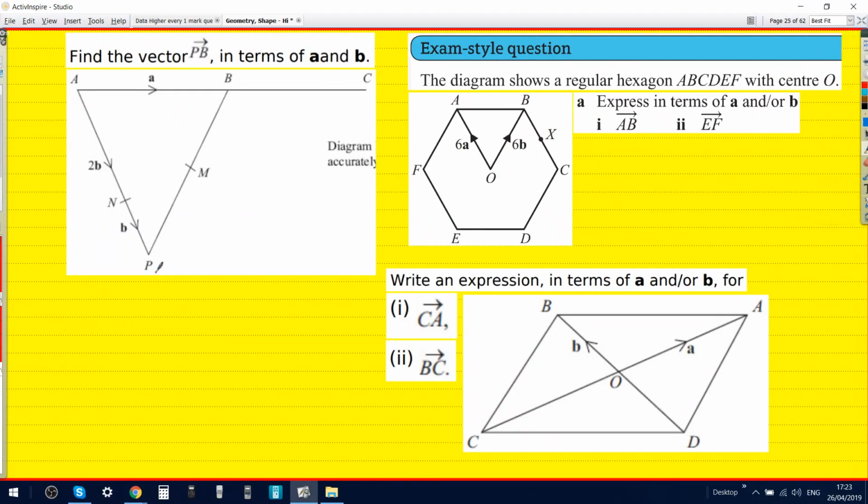How about the one on the left? Is it minus 3B plus 2A? Not 2A. Plus A, sorry. Yeah. Let's try this hexagon up here. Okay. So are we doing AB? Yeah. Minus 6A plus 6B. Okay. How about part 2? EF. Is that minus 6B plus 6A?